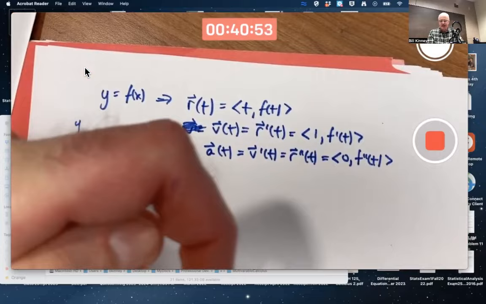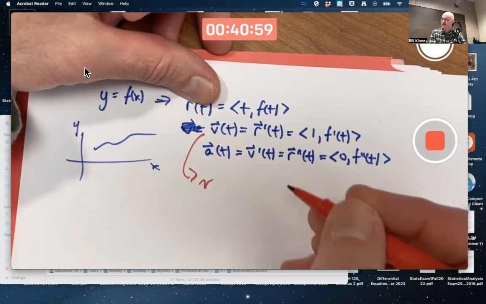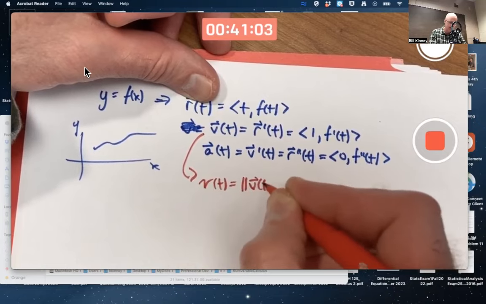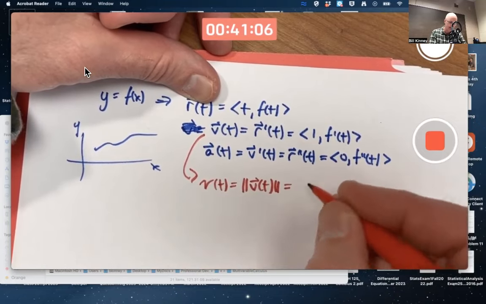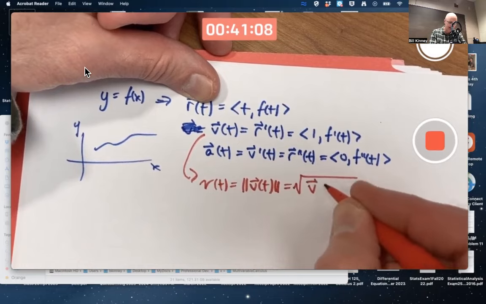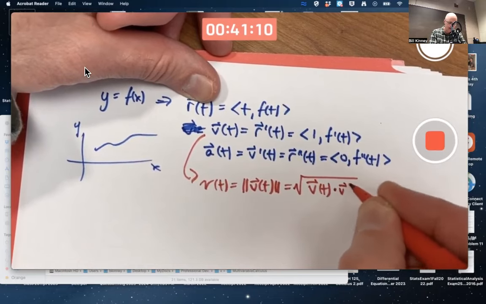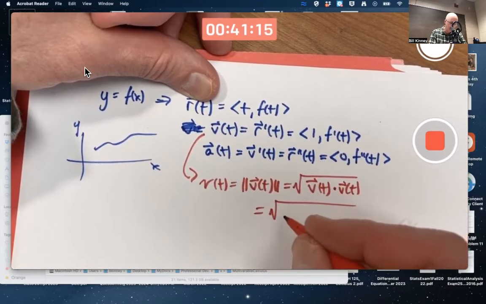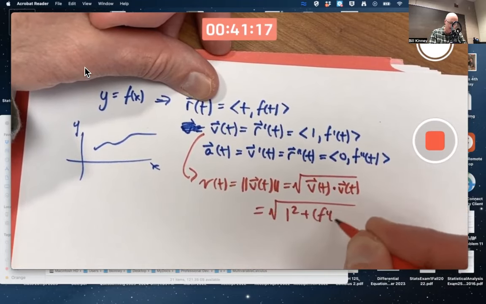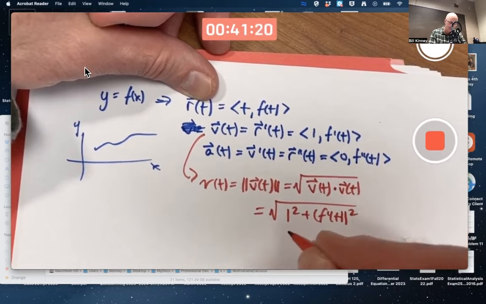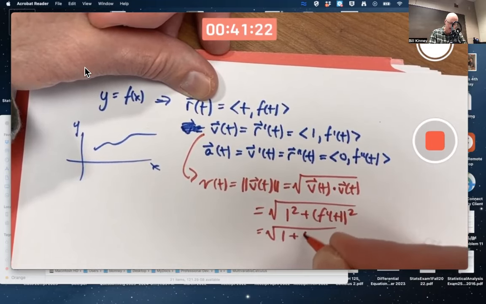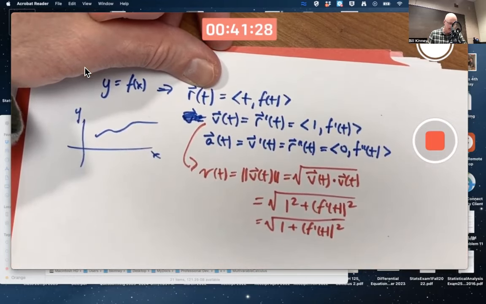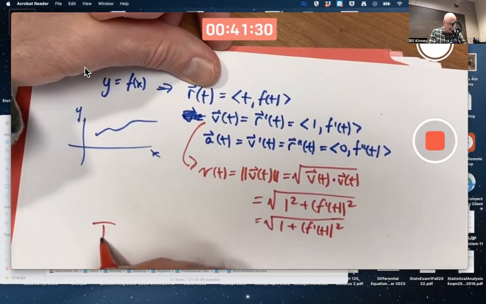You should be able to find the speed, maybe cursive v, if you want to use that notation, as the magnitude of the velocity vector. In other words, the square root of the velocity vector dotted with itself, which for this example will be the square root of 1 squared plus f prime of t squared. It doesn't always work out like this. That's the speed.